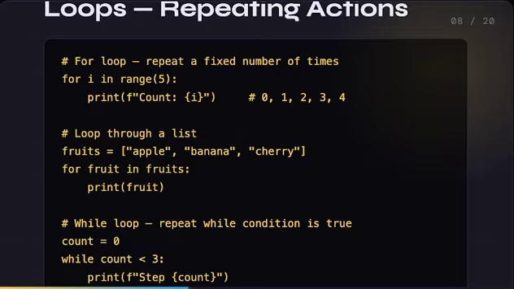The while loop keeps running as long as a condition remains true. Be careful with while loops. If the condition never becomes false, your program will run forever. The count plus equals 1 line increases count by 1 each time, which eventually makes the condition false and stops the loop.